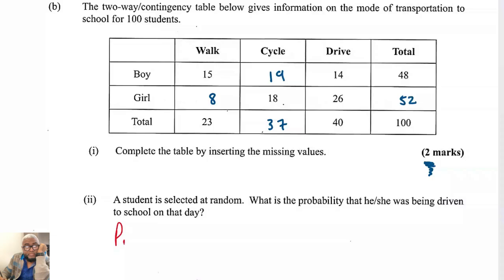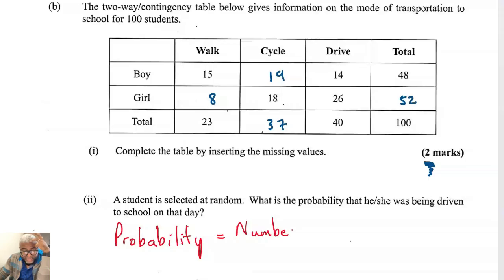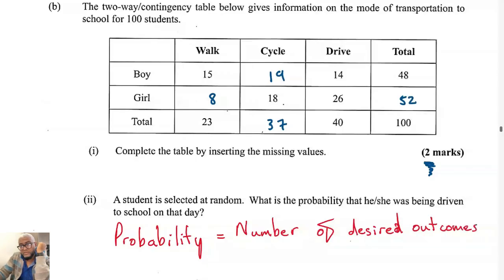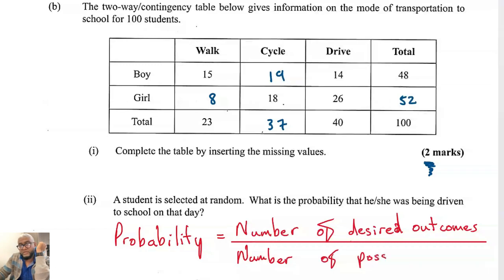Probability. So the probability would be the number of desired outcomes, divided by the number of possible outcomes.